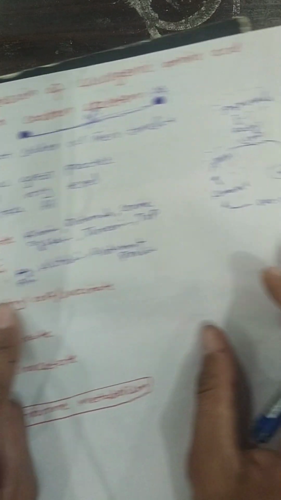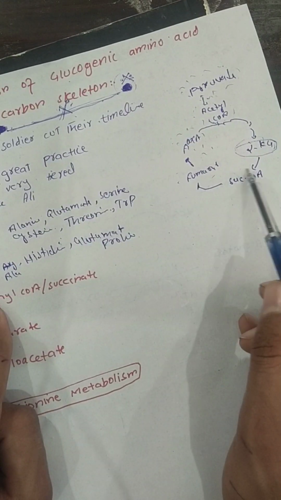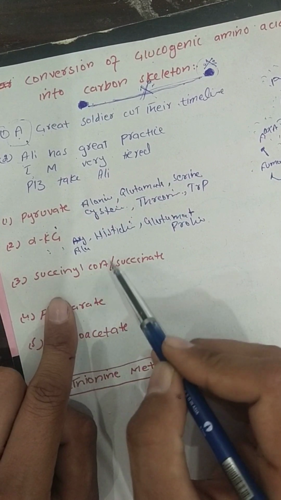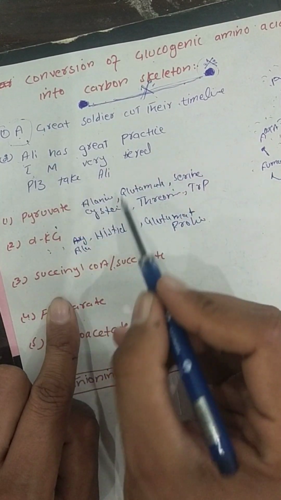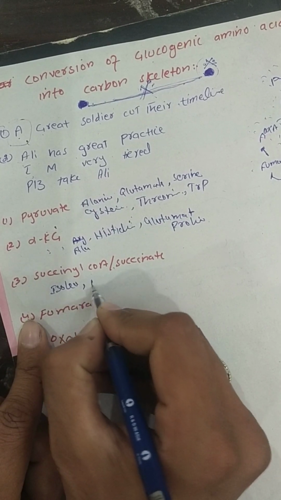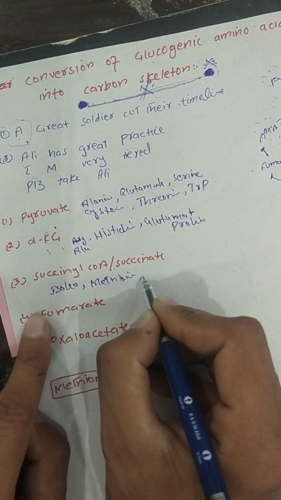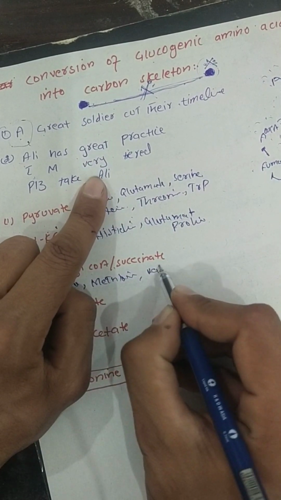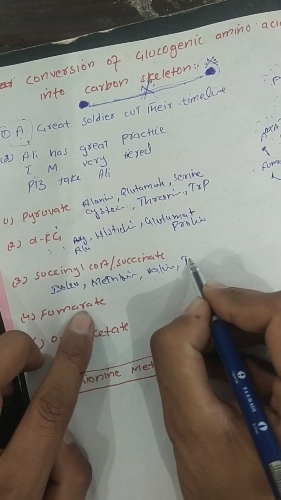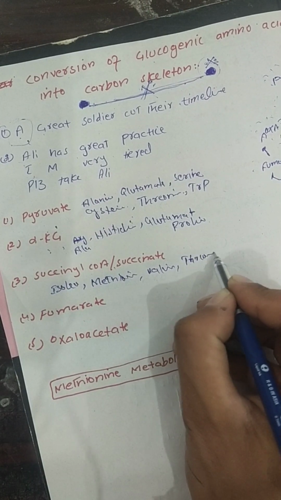Then the second one, after alpha ketoglutarate, is succinyl CoA. Which amino acids produce succinyl CoA? For succinyl CoA, we have the mnemonic: I am very tired. I for isoleucine, M for methionine, V for valine, and T for threonine.